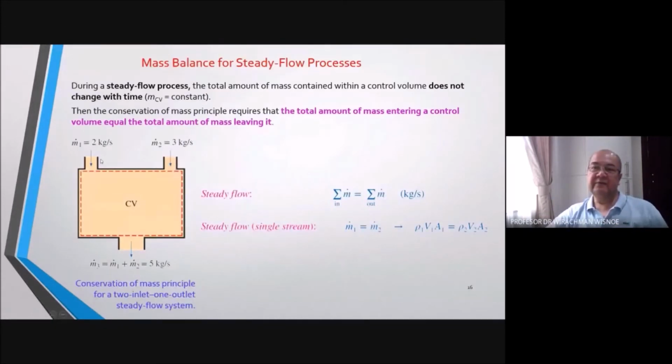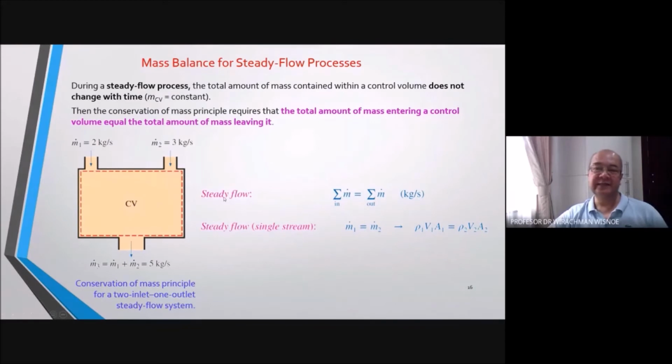So if we have 2 inlets, 1 outlet, our control volume is inside here. If from 1 inlet we have 2 kilogram per second, and for another inlet 3 kilogram per second, then at the outlet here, we need to have 5 kilogram per second. That is the steady flow. We can write sigma m dot for inlet equal to sigma m dot for outlet.